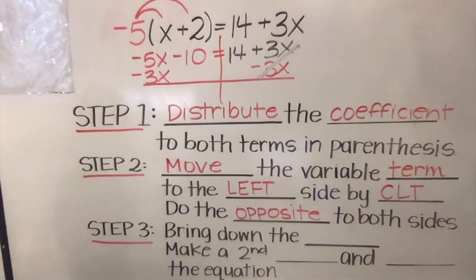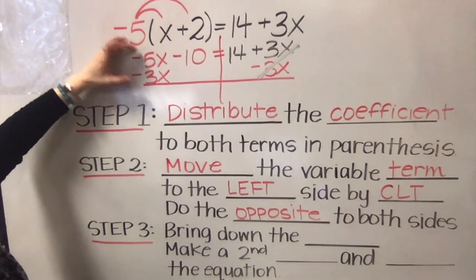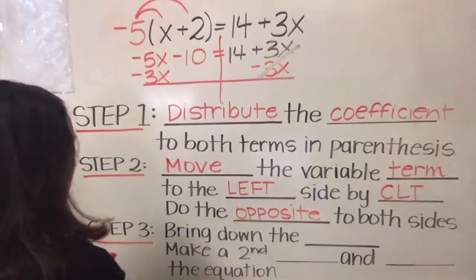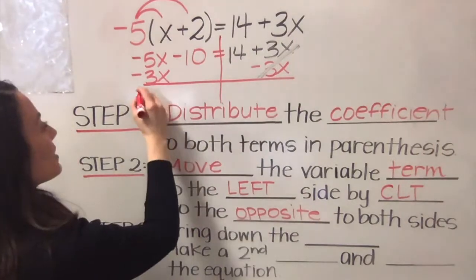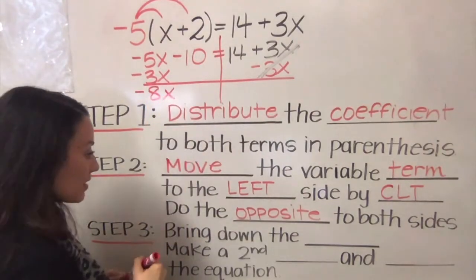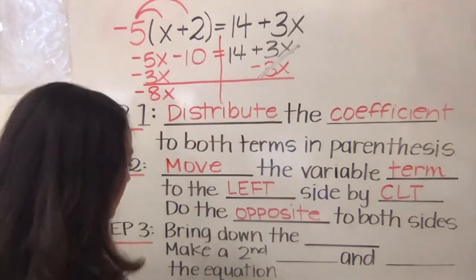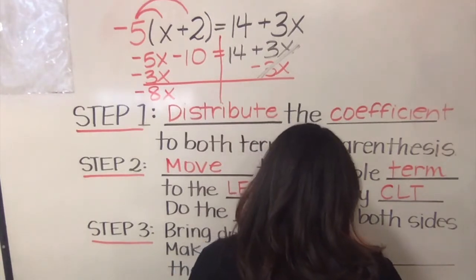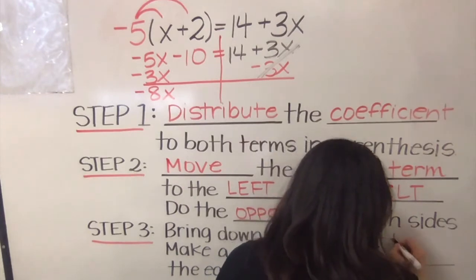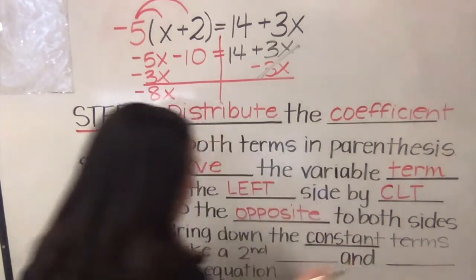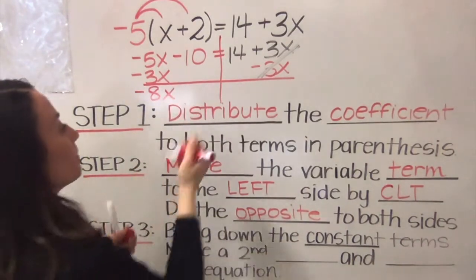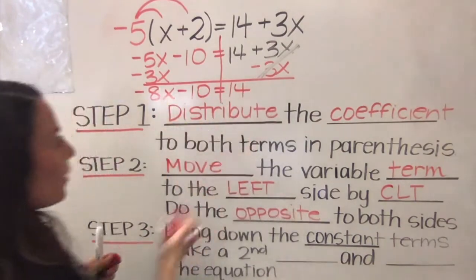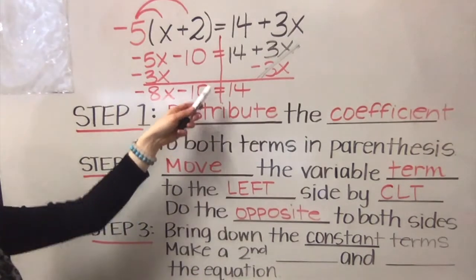Okay, so what is, we're going to combine like terms, -5x and -3x. What's -5x and -3x? Do they have the same signs? Yes, so we say same signs, add and keep. So that's -8x. Now this says to bring down the constant terms. Okay. So bring down the constant terms. So the constant terms would be -10 and 14. Now we have this equation, right? -8x minus 10 equals 14.